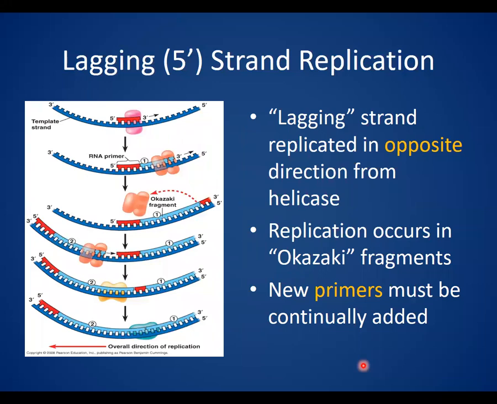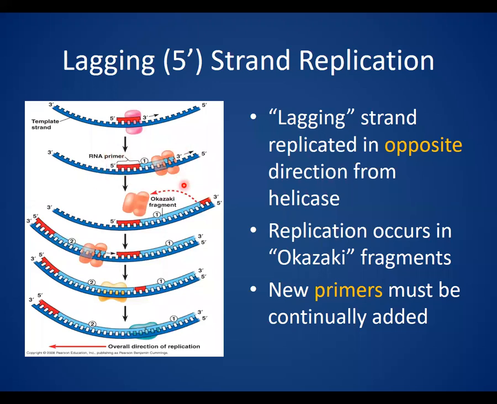This is how the bottom strand gets replicated. The bottom strand is the 5' or the lagging strand. This is replicated in the opposite direction from the helicase. In this case, the helicase is moving off away to the left, but the DNA polymerase only moves left to right. So as the helicase leaves and creates a single-stranded region, a little enzyme comes in and makes a short primer of RNA.